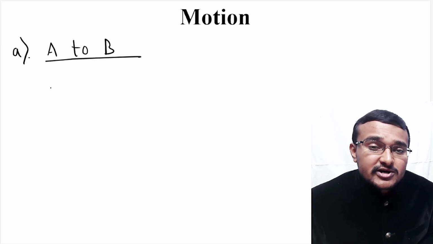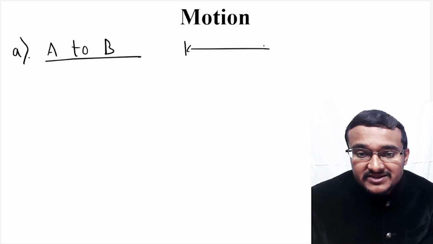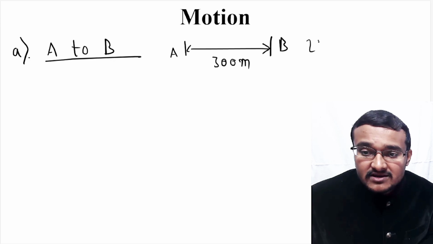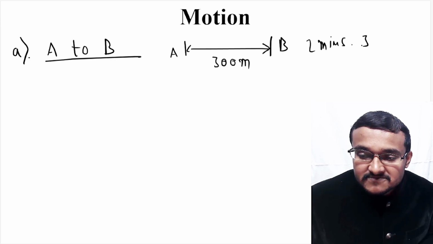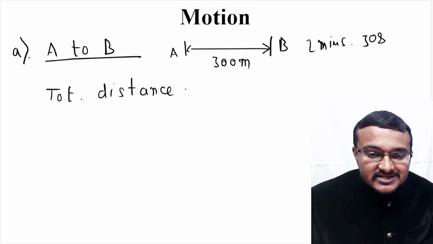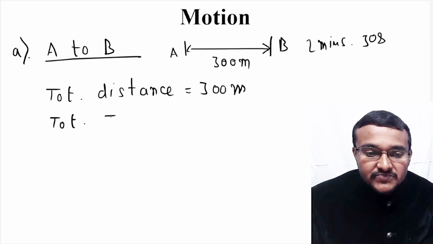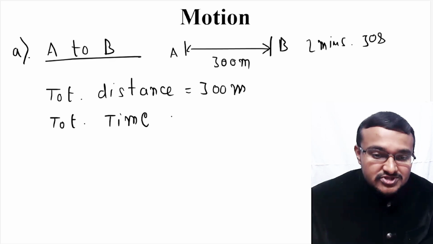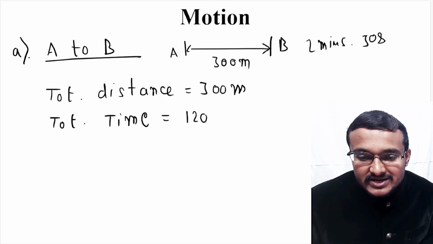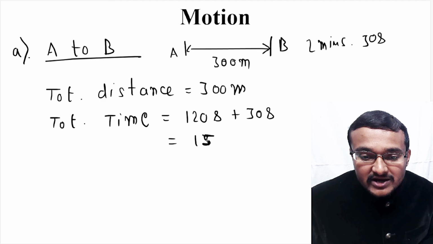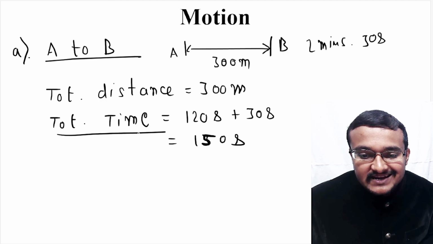In order to travel from A to B, he is covering 300-meter distance, because if you consider this as A and this as B, he is covering 300 meters in 2 minutes 30 seconds. So here what is the total distance? Total distance is equal to 300 meter. What is the total time? We have to convert this minutes into seconds. 2 minutes means it is 120 seconds and an extra 30 seconds is there. So 120 seconds plus 30 seconds, 120 plus 30 will be 150. So 150 seconds is the total time.